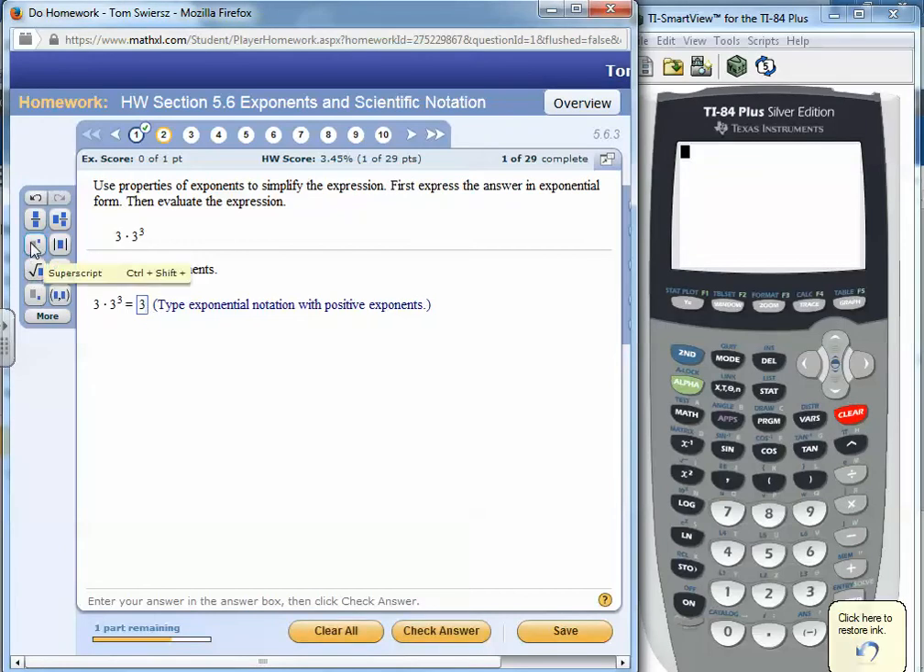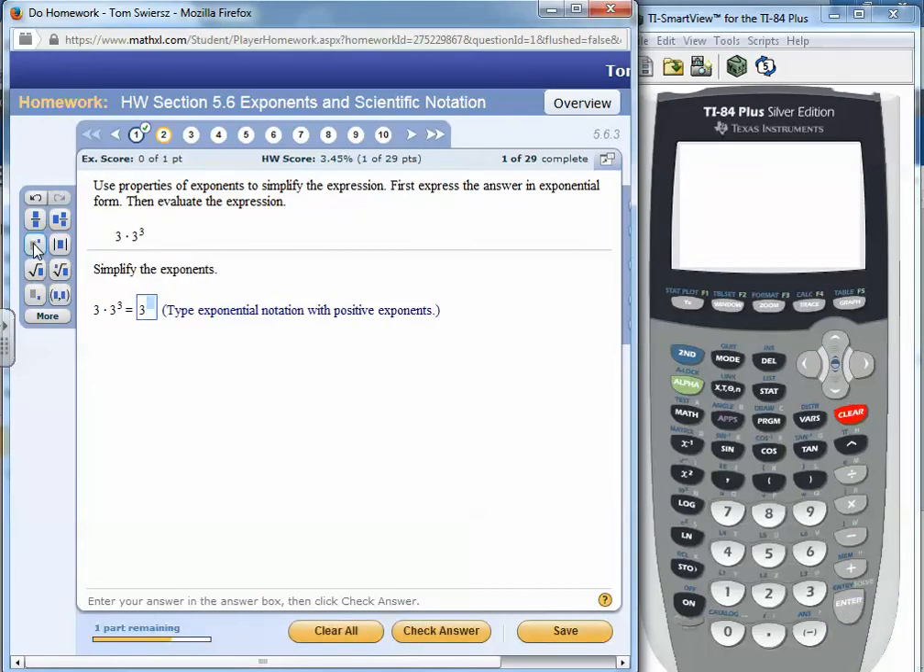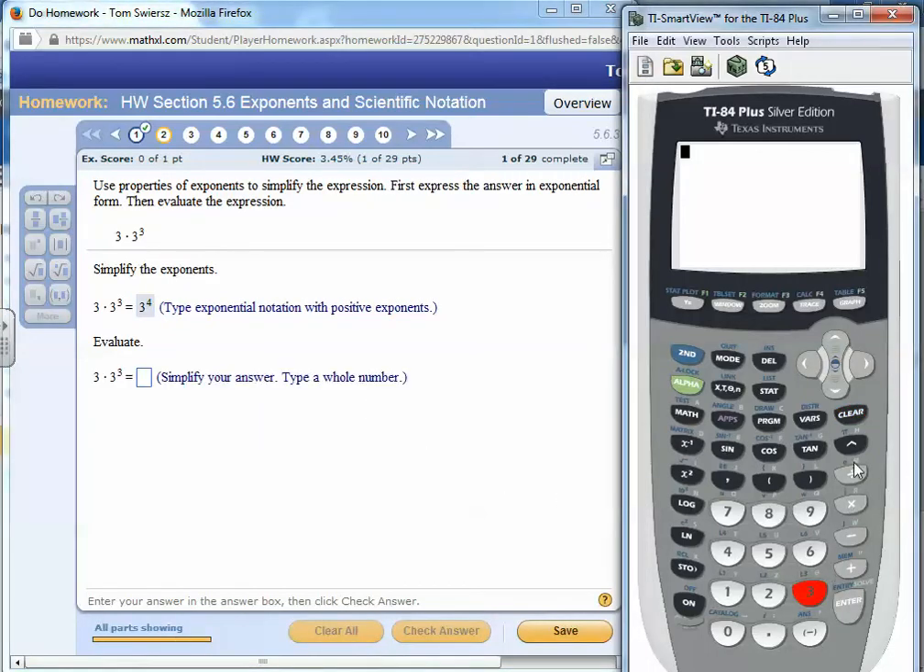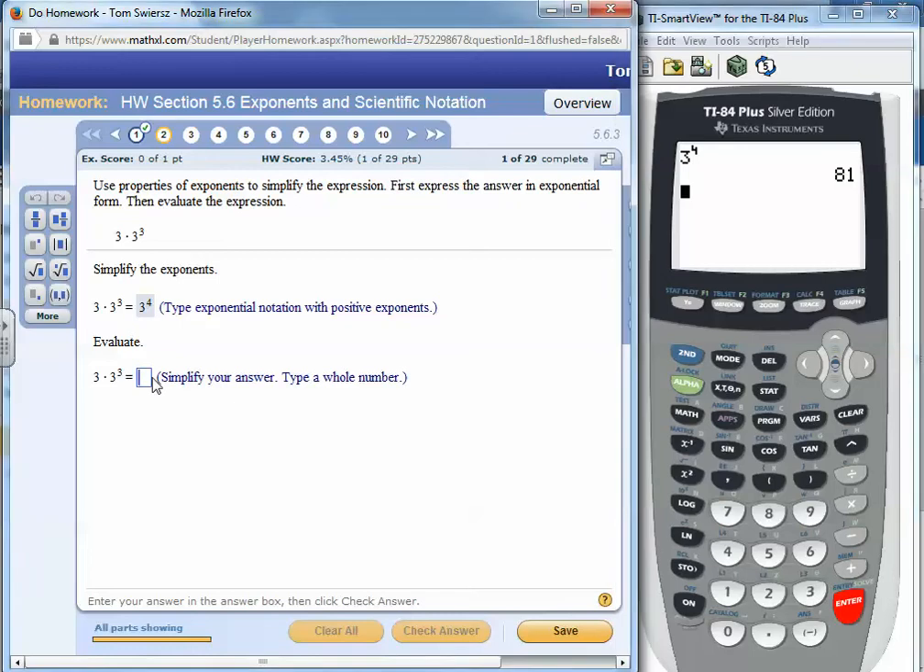Three, superscript to the left, 1 down, or 2 down, 3 to the 4th power. Evaluate, we can do 3 on the calculator, up arrow for exponent, 4. 4 is the exponent, 3 times itself 4 times is 81.